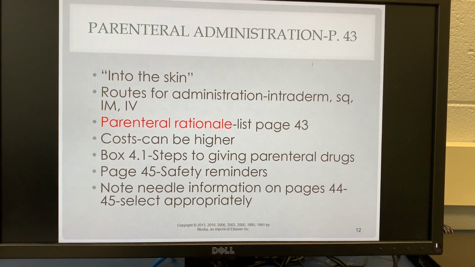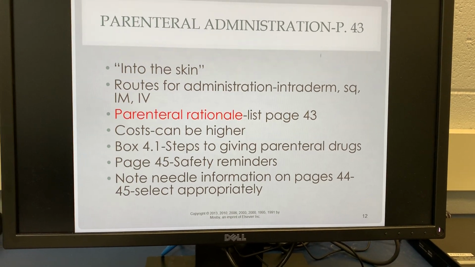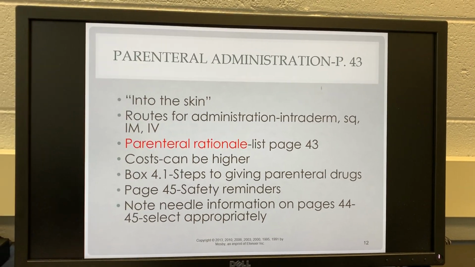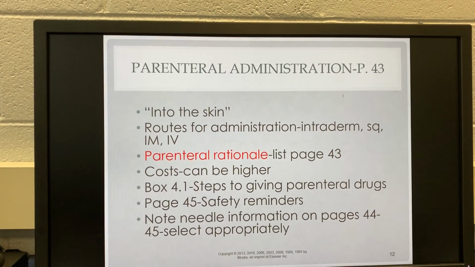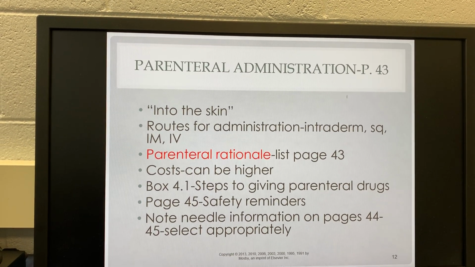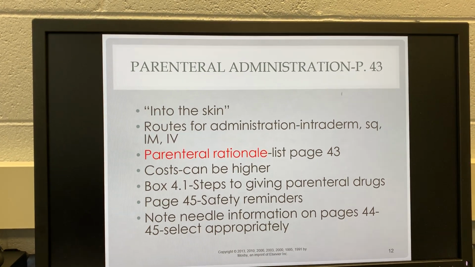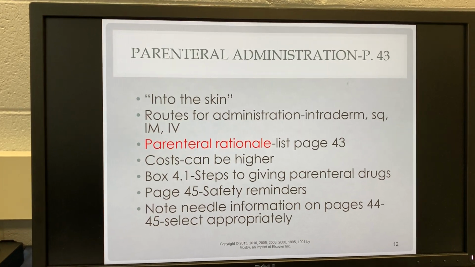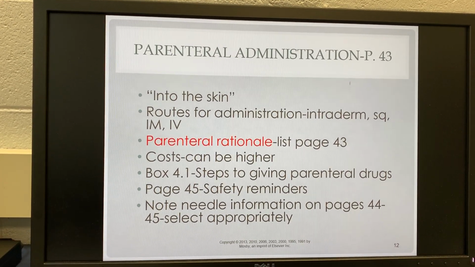The cost can be higher, but most of the time the advantages to giving parenteral drugs, whether injection or IV, outweigh the disadvantages. In box 4.1 on page 45, you see that it tells the steps of giving parenteral drugs. Make sure you read those. There's also a top tip for safety.